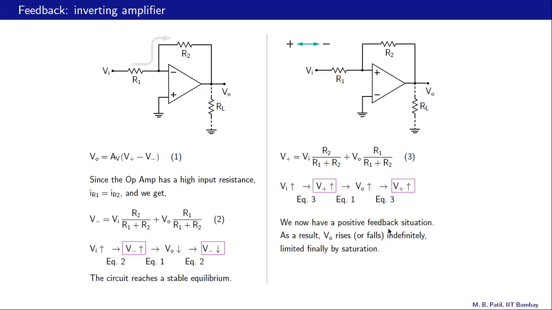As a result, Vo rises or falls indefinitely, limited finally by saturation. So Vo will reach either plus Vsat or minus Vsat. And of course, the circuit cannot be used anymore as an amplifier.